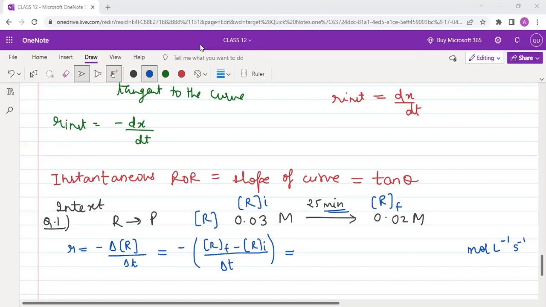Is it 6.6 into 10 raised to minus 6? 6.6 into 10 to the power minus 6. Okay. And the unit will be mole per liter per second. Yes. Now we try the next question. Question number 2.